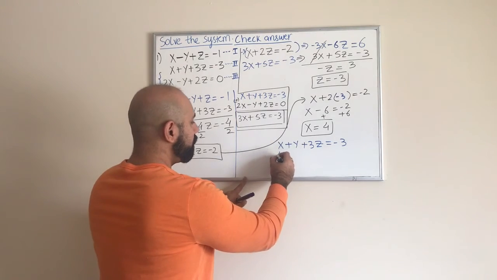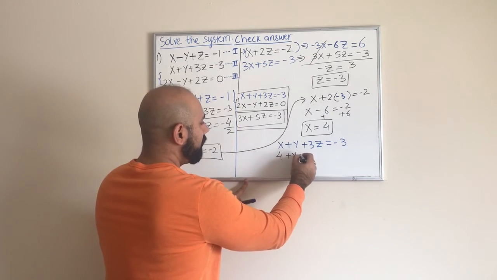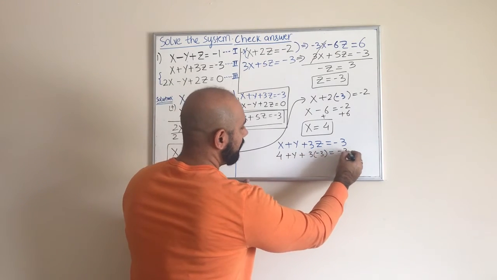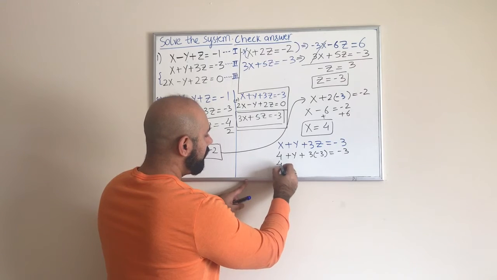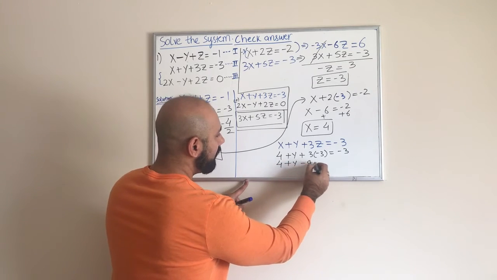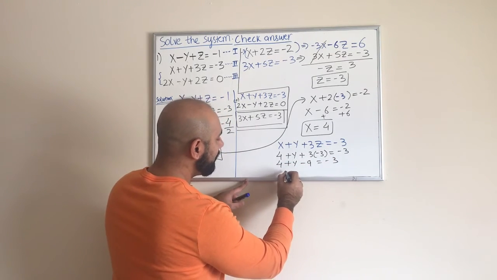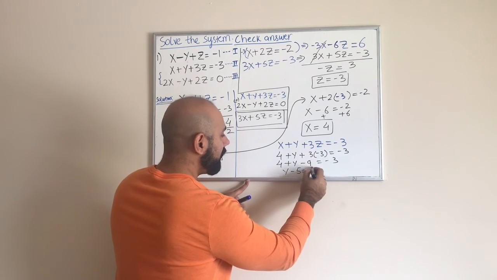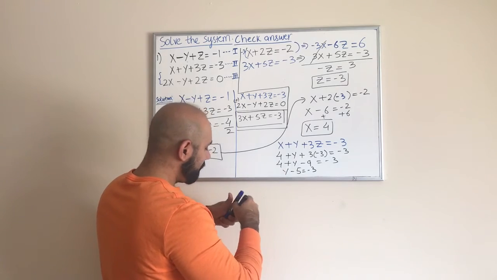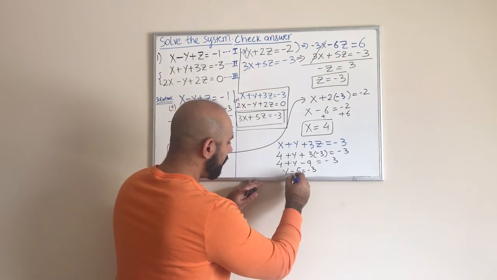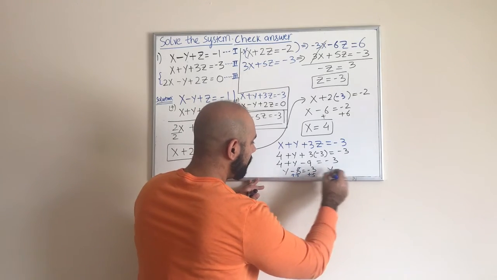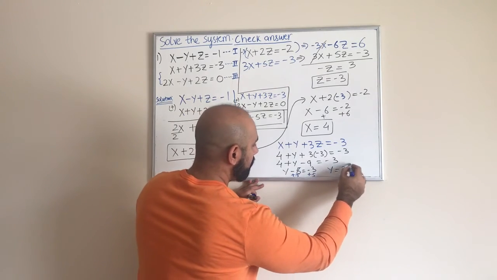So x is positive 4, y plus 3 times negative 3. Let me actually write the step. So I have 4 plus y minus 9 equal to negative 3. When I combine like terms, I get y minus 5 equal to negative 3. I have to add 5 to both sides. I'm kind of running out of space here. So this crosses out. I get y equals negative 3 plus 5, which is positive 2.